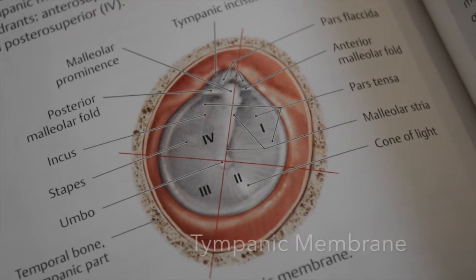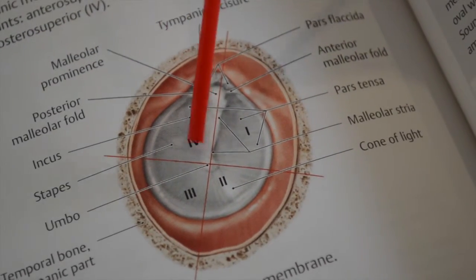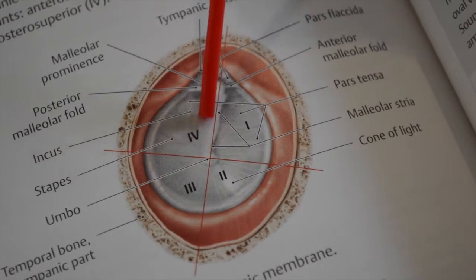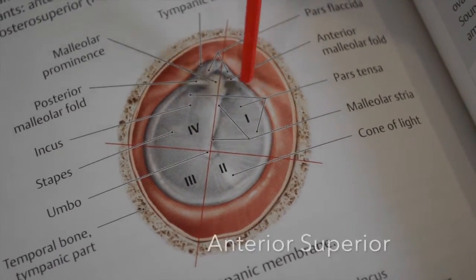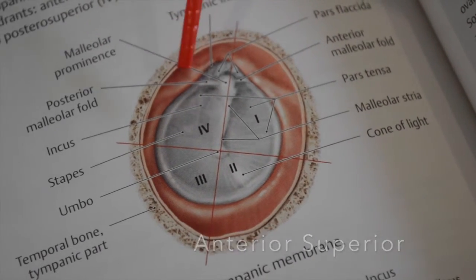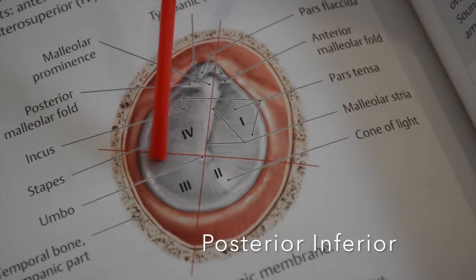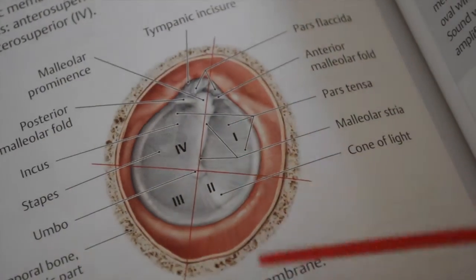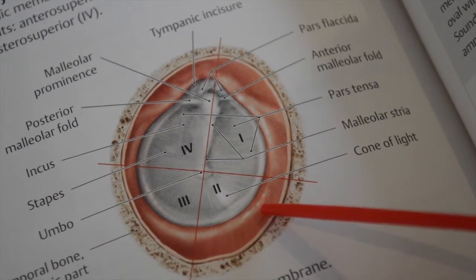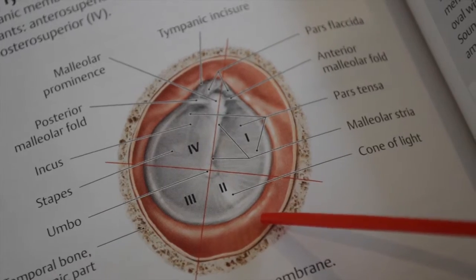Here we have the tympanic membrane of the right ear, and we know this because the manubrium goes up, right, and away. There are 4 quadrants, including the anterior superior, posterior superior, posterior inferior, and then anterior inferior. The anterior inferior portion houses the cone of light, which is a result of an otoscopic procedure.